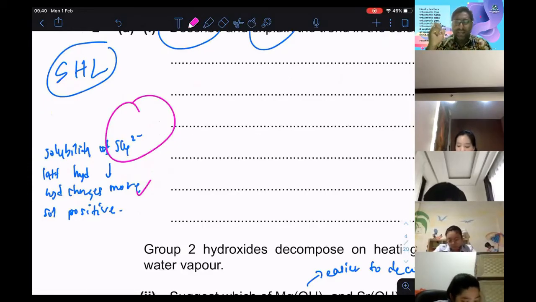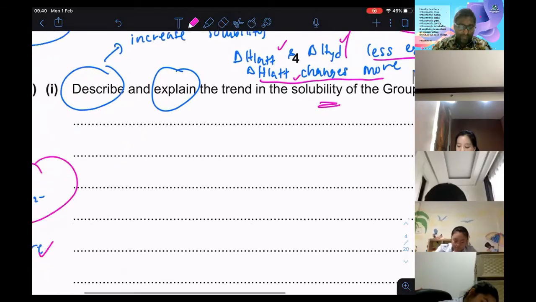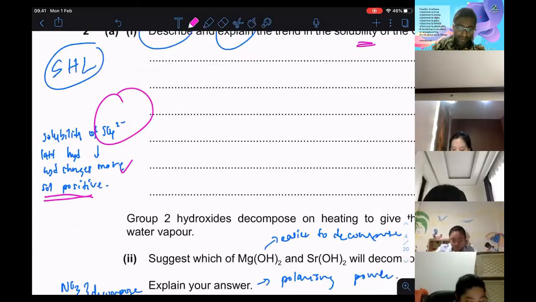Why? This is again related to the size. SO4 2- is actually bigger compared to M2+, so in this case the hydration changes more. And what happens when the hydration changes more? Based on the equation that we look at over here, your enthalpy of solution becomes positive. And when this becomes positive, you can say that it is going to become less soluble.